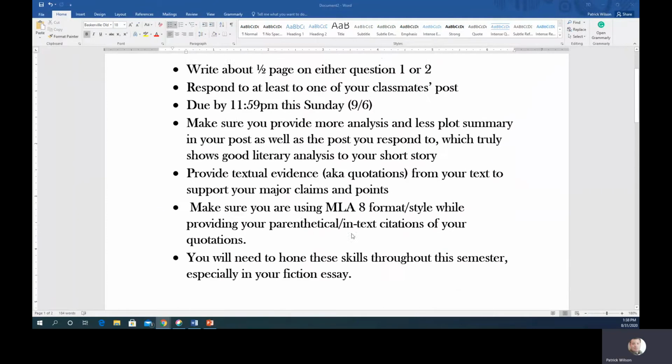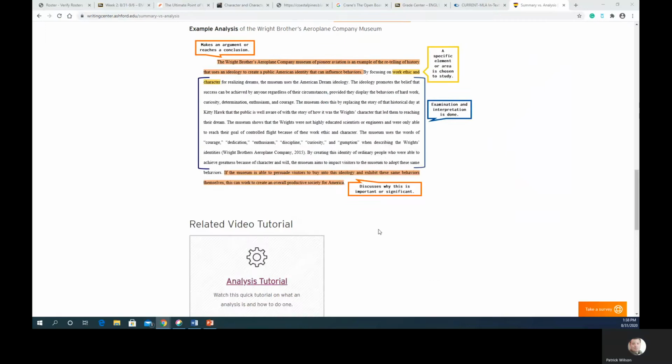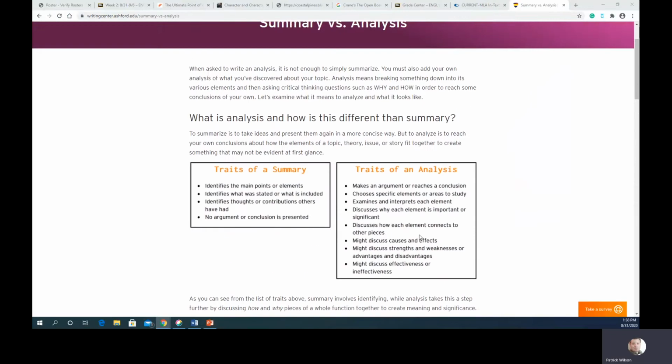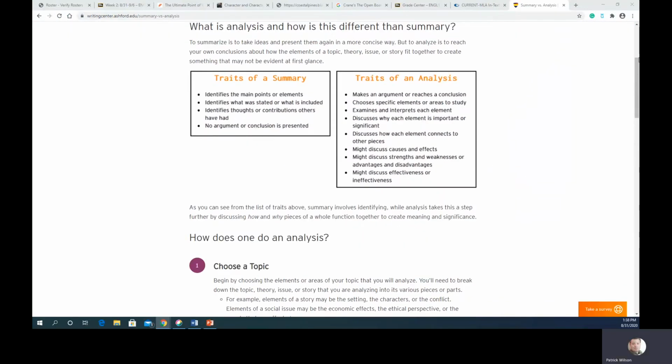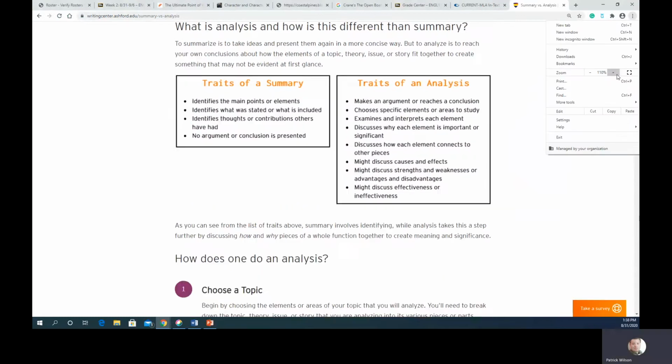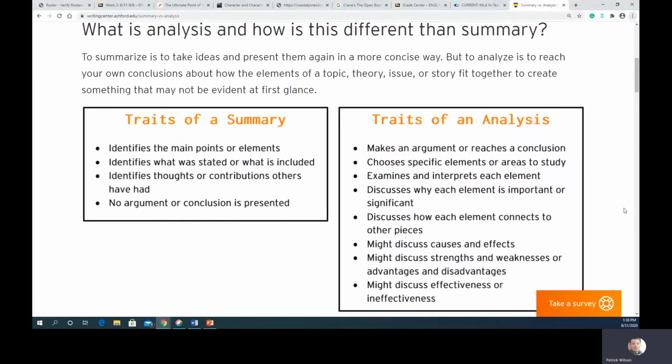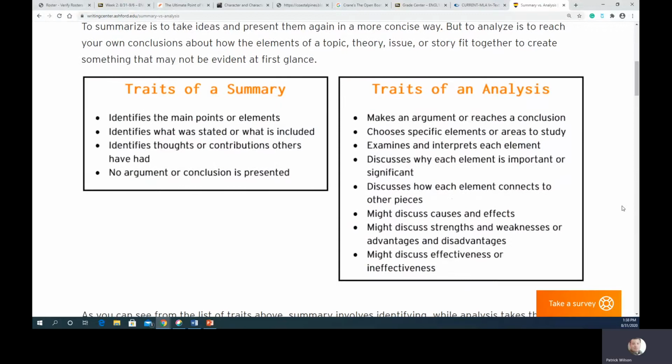All right, so what we're going to do is I'm going to switch off of this and look at, again, some traits of summary and some traits of analysis. Blow this up for you. Traits of summary, right, where it says identifies the main points, elements, identifies what was stated or what is included, identifies thoughts, contributions others have had, no argument or conclusion is presented, right? So when you're pretty much given a summary, you're not arguing for anything, you're not giving me any sort of solid argument, and there's really not a conclusion.